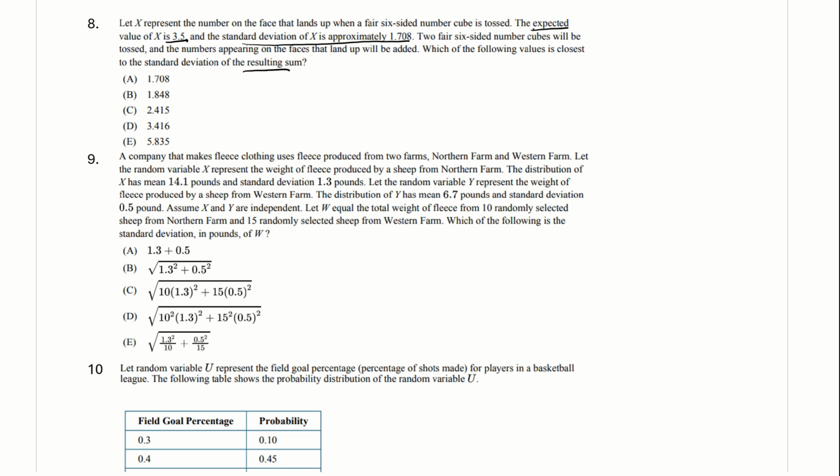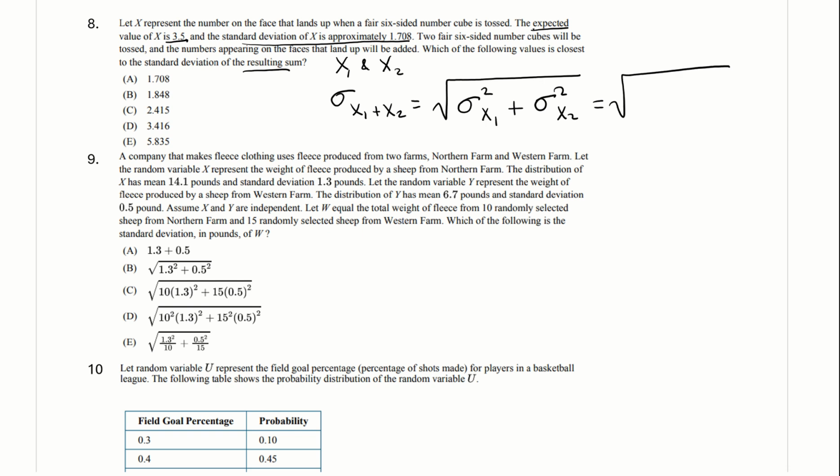All right, so we have basically x1 and x2, the numbers on the two dice, and we want the standard deviation of that sum. So the standard deviation of x1 plus x2 is the square root of the variance of x1 plus the variance of x2. They give us the expected value, but we don't really need that because we have the standard deviation of 1.708. So let's go 1.708 squared and then 1.708 squared.